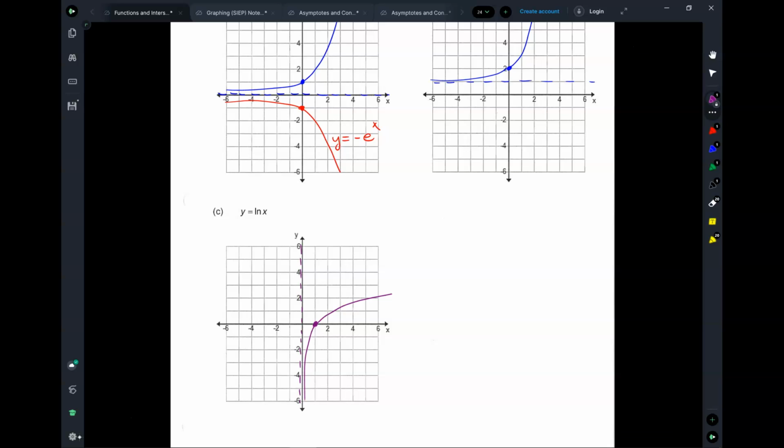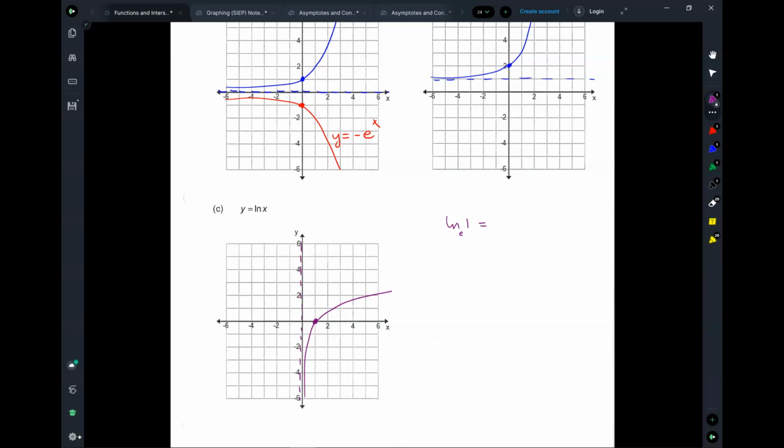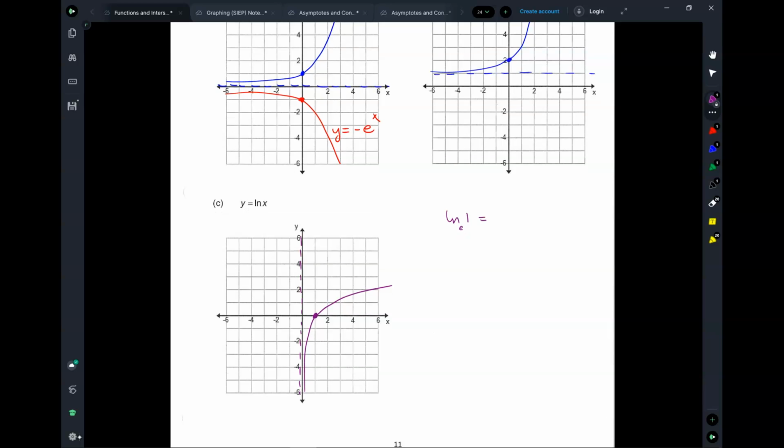Why is y 0? Because, what's ln of 1? It's 0. Remember, the base of the ln is e, and the answer to any logarithm is the exponent. So what we're looking for is the exponent of e that would give you 1. Because e to the 0 gives you 1, ln of 1 is equal to 0. That's as far as this.